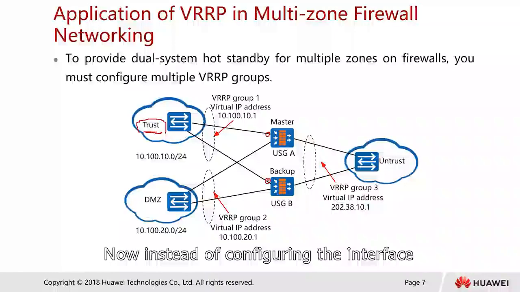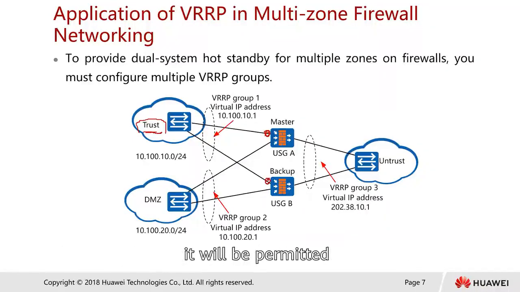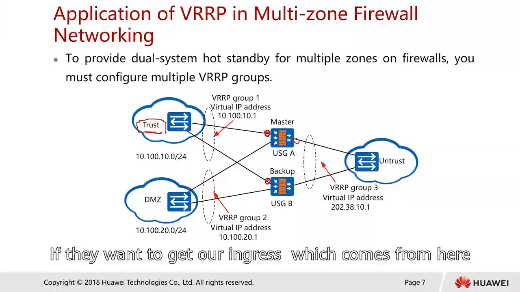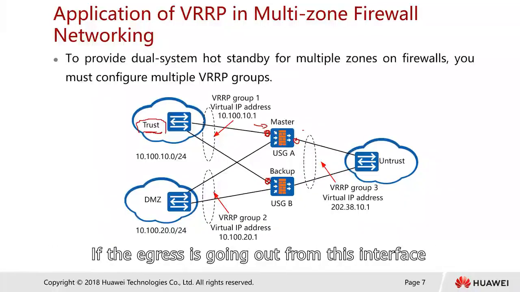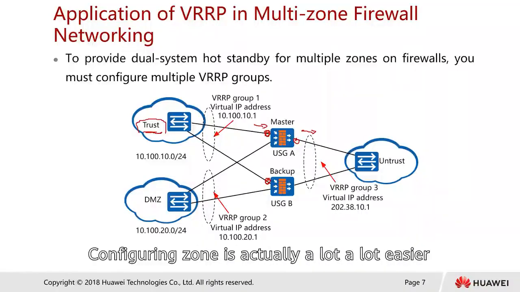Instead of having to specify, oh, if any traffic is coming from this interface or this interface, it will be permitted, and if they want to get out, the ingress is coming from here, and if the egress is going out from this interface, then we allow them to go out. Instead of configuring the interface, configuring the zone is actually a lot easier.